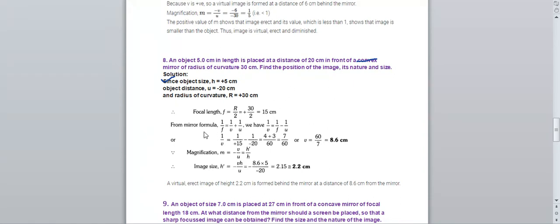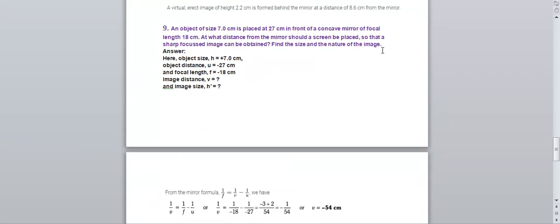Again we have to apply the mirror formula. By applying the mirror formula, we will get the image distance v as 8.6 centimeter. After that, for finding the nature and size of the image, we should know the magnification, that is minus v by u, which relates the height of the image and the height of the object. Height of the object we know, height of the image we can calculate, that is 2.2 centimeter. So a virtual and erect image will be formed, at a distance of 8.6 centimeter from the mirror, which is the image distance.